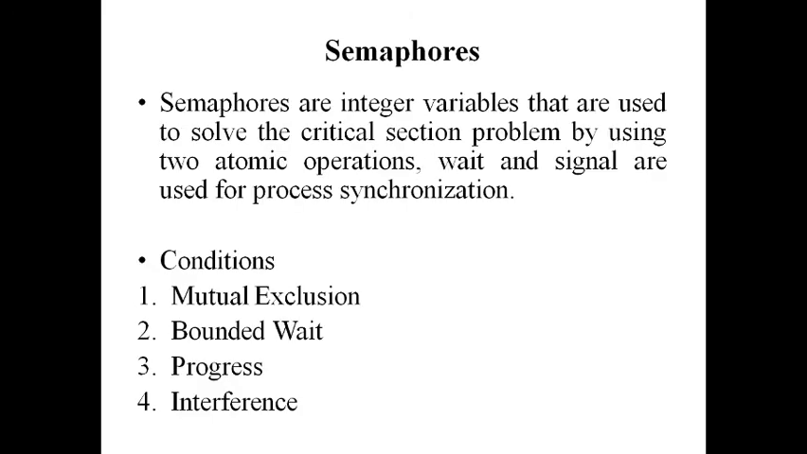This is how every process has to satisfy the wait atomic operation and signal atomic operation. This is how semaphores resolve the critical section problem by satisfying the conditions. The mutual exclusion condition is satisfied here: when P1 process is inside the critical section, P2 process is not entering the critical section. Next, bounded wait.